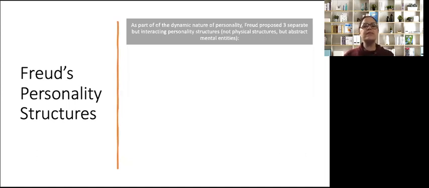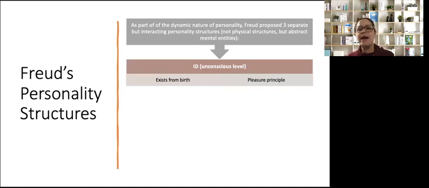So, from this, Freud developed a theory that personality consisted of three separate but interacting components. Okay, so they're separate, but they're going to interact with each other. These things that I'm about to present to you are abstract mental entities. They're not actual physical structures in your body. Even though the way Freud talks about them gives you the idea that there's some physical structure of the ID or the ego within you, that is not the case. These are just abstract, hypothetical entities. They are not physical structures that you can actually study and observe.